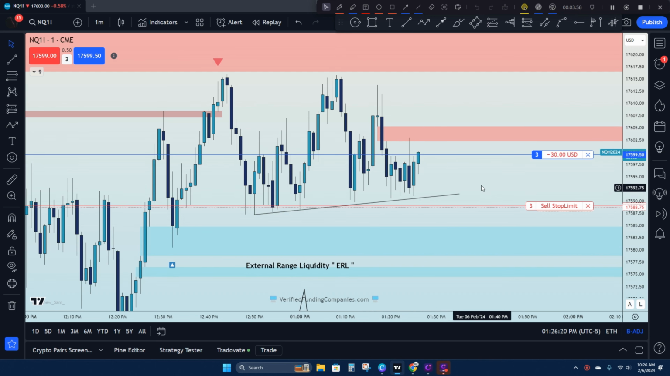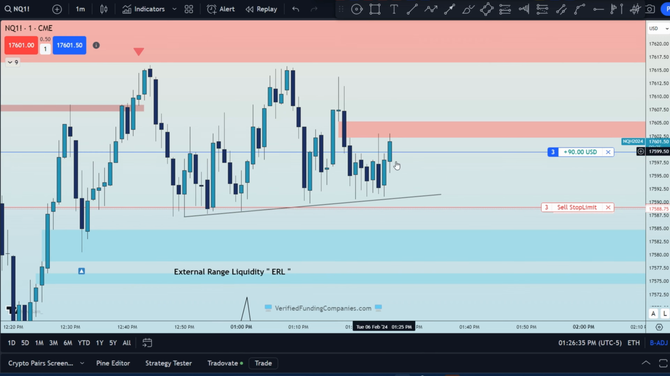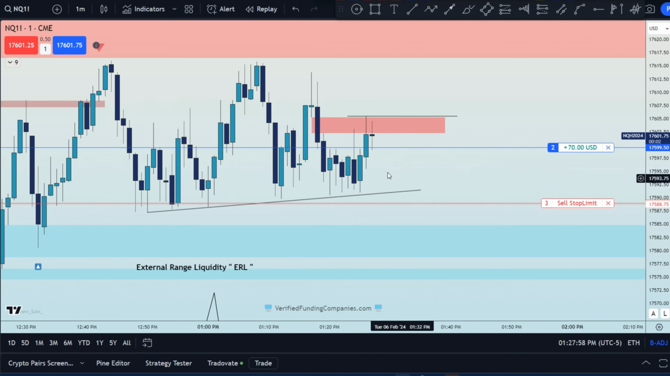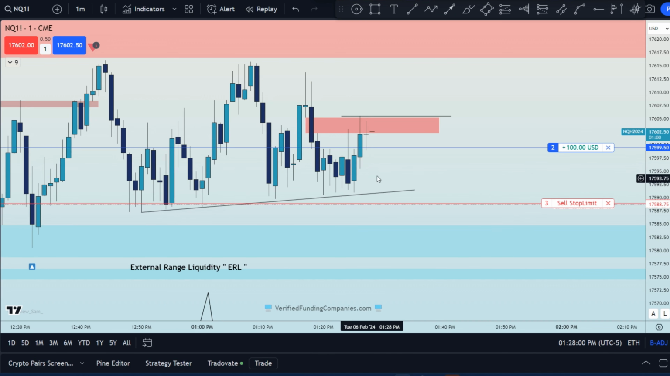Does it reject from it? Or does it just go through it like butter? That's it. I'm going to take one off there. See how price went into it. Closed outside of it even. That's even better. Does this make me want to get out of my bullish position?